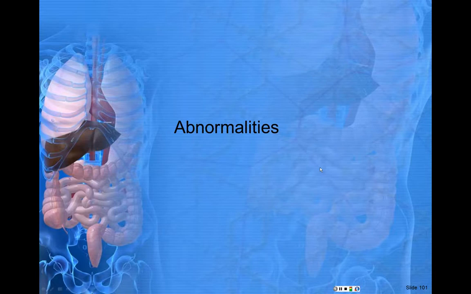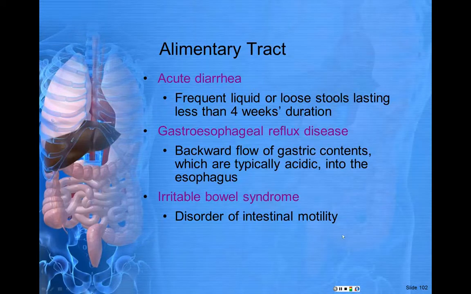So let's talk about some of the abnormalities in the abdominal exam. In the alimentary tract, we have diarrhea. Acute diarrhea is frequent liquid or loose stools lasting less than 4 weeks duration. So anything over 4 weeks would be considered chronic diarrhea. Now you say, oh my gosh, 4 weeks? Really? Yeah, but that's the definition of acute, because some viral infections can cause diarrhea that lasts that long.